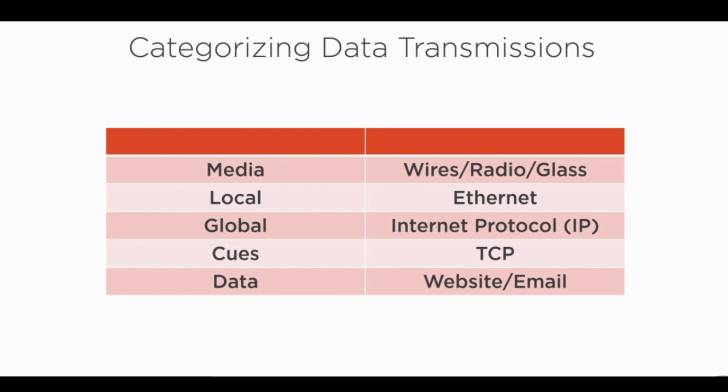In order to send the website, we need to use TCP. In order to use TCP, we have to use IP. In order to use IP, we have to have some local mechanism for communication. In this case, it's Ethernet.